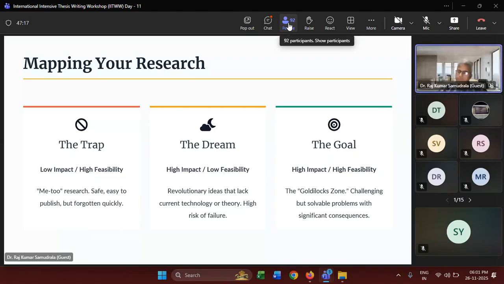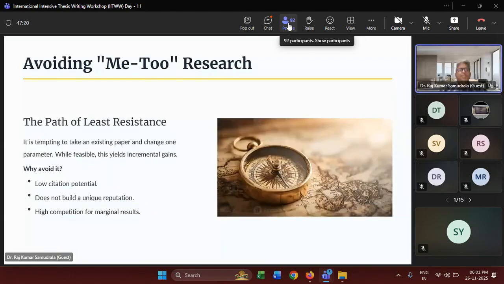Avoiding me-too research. Someone is doing it, I will also do it. Will it give any impact? Absolutely not. For getting simple degrees, we may do this me-too research. But even in the present scenario, getting a degree is of no use. Will getting a PhD be enough? Anyone? By changing some parameters, we can get some publication. By getting those publications, we may complete. But will it really be helpful in the near future?